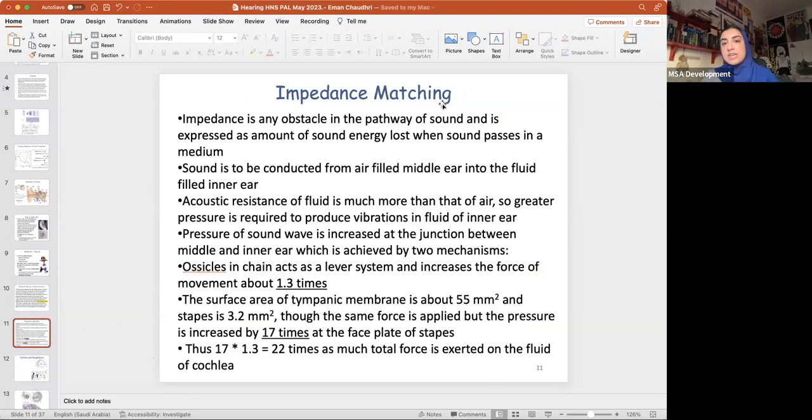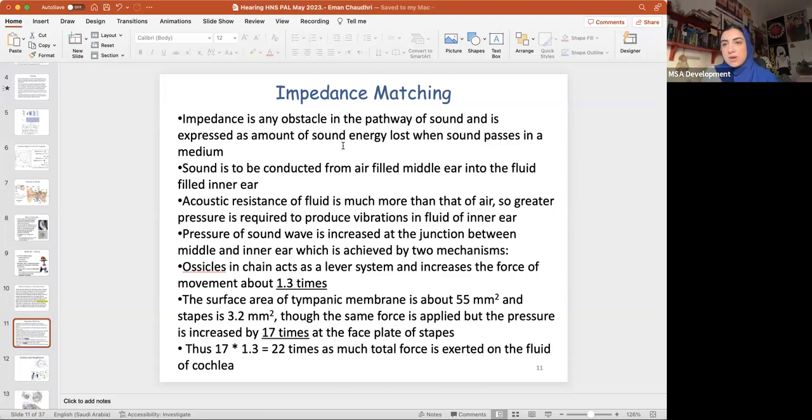Now, impedance matching is another concept that's pretty important. So impedance is any obstacle in the pathway of sound and expresses the sound energy lost as sound passes through any medium. So when we look at sound, again, as sinusoidal waves, and it's traveling through air, it's traveling at a certain speed. But when it changes medium, for example, when it goes from air to liquid or fluid, which is in the inner ear, it's not going to travel as fast.